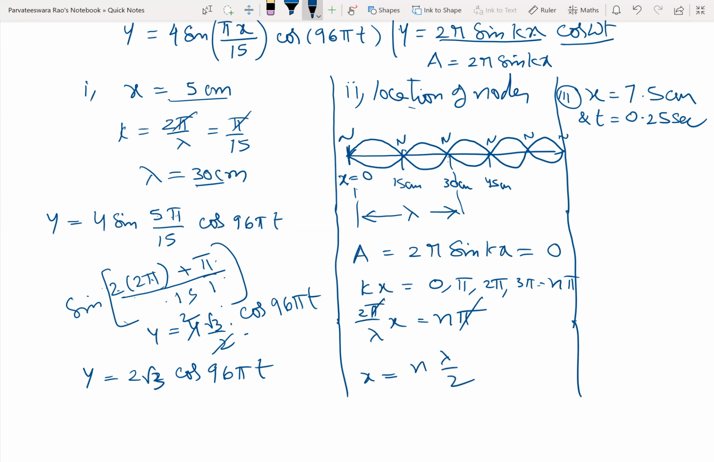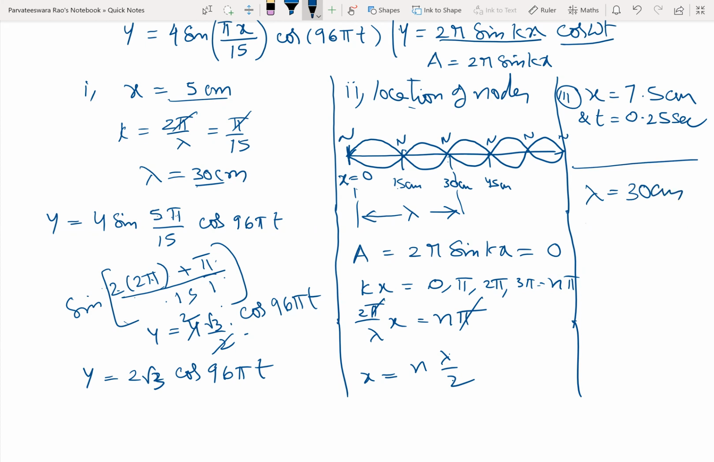Already we have put lambda is 30. So 0. Lambda by 2, 30 by 2 means 15. Next, 2 into lambda by 2, 30. 3 into lambda by 2, 45. Already we have put it. Correct or not? Yes, sir. So we got lambda. Lambda is equal to 30 centimeters.